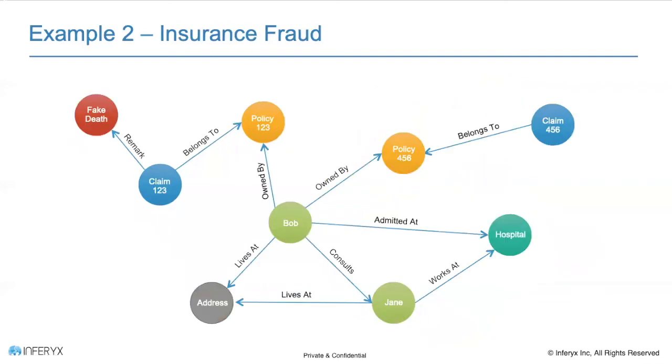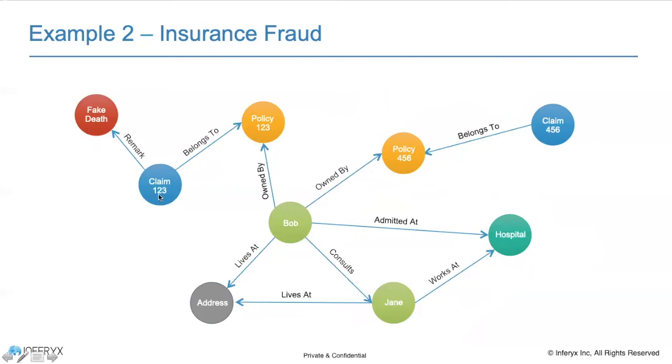The second example I have here is about insurance fraud. Again, this is a bit complex, but I'll try to explain this. Here I've considered two different policies, policy 123 and 456. There is a customer called Bob who owns two different policies. It's quite possible. And it looks like each of the policies has a claim on it. So this claim belongs to policy 456, and this claim belongs to policy 123.